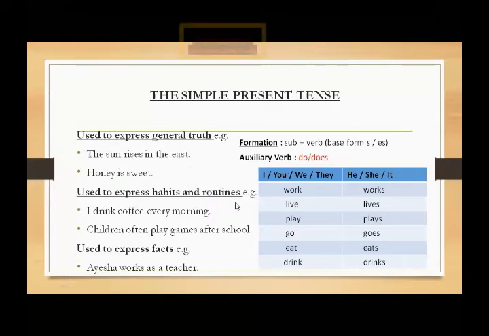Then, honey is sweet. You know, is is the main verb, meaning to be. So this is an exceptional case, and that's why we don't have to use do or does. We just use not. Honey is not sweet. I hope you are understanding, and you know this is just a revision. You know these tenses very well.